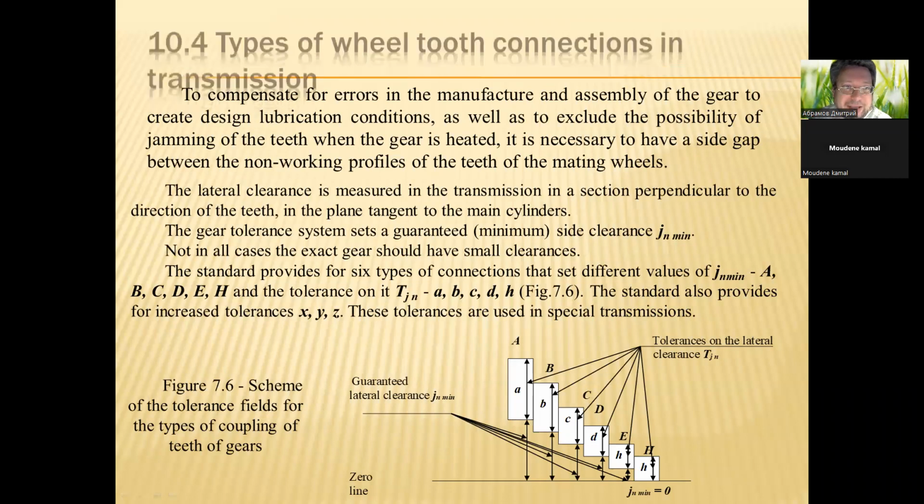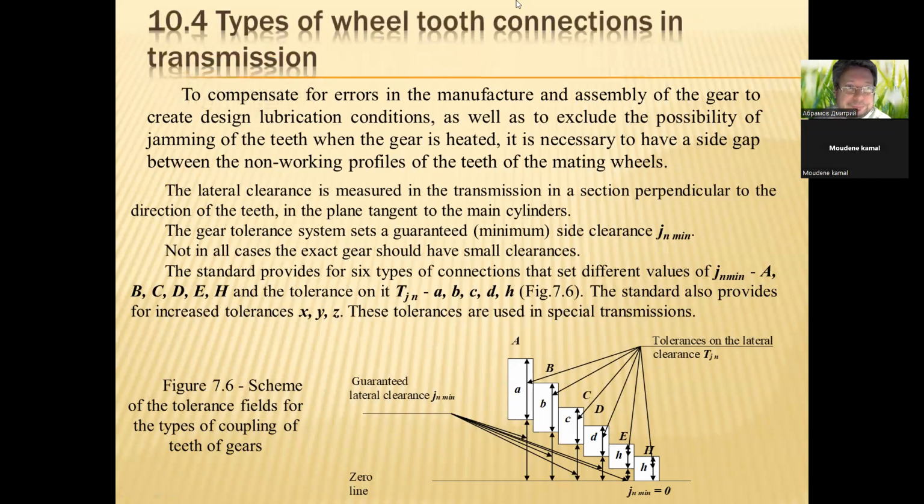10.4 Types of wheel tooth connection in transmission. Types of wheel tooth connections in transmission.